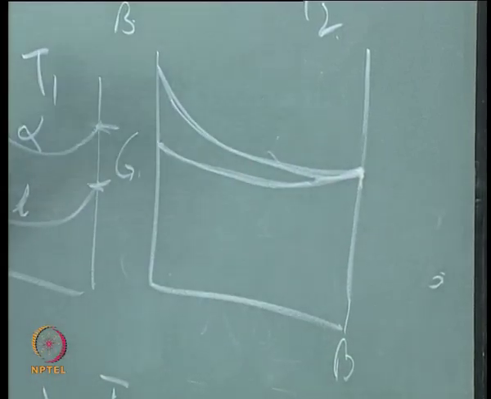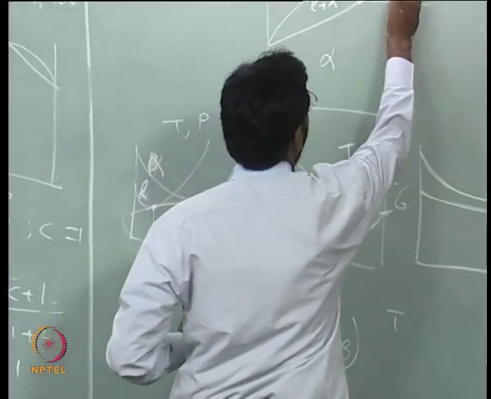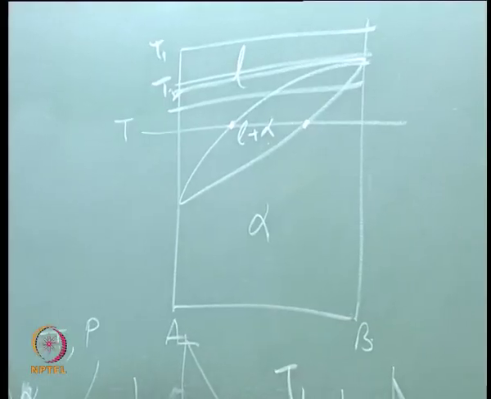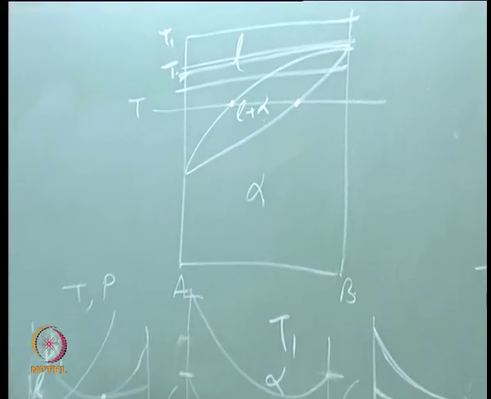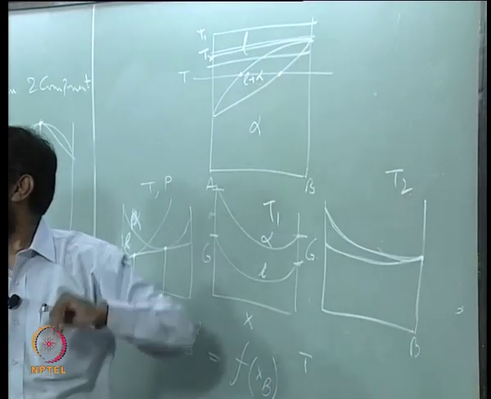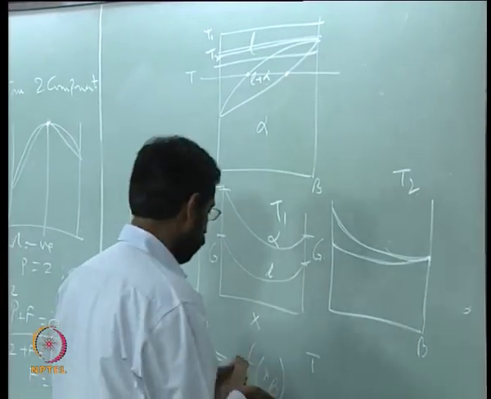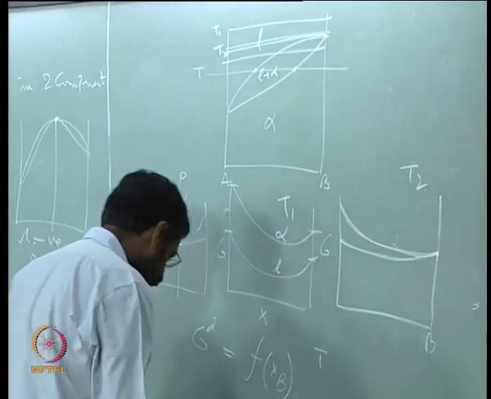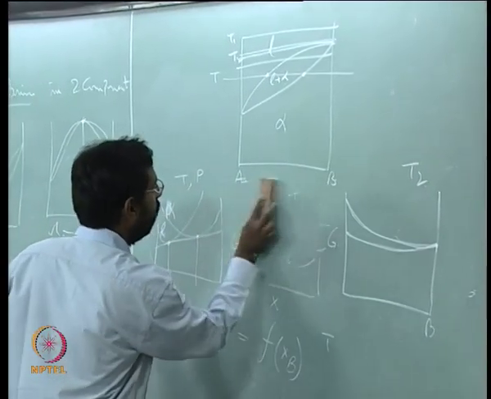And now, if you come to a lower temperature like this, then you start seeing the situation. The liquid is now going up with respect to the alpha, and as a result you would see a situation, maybe I will draw it once again.